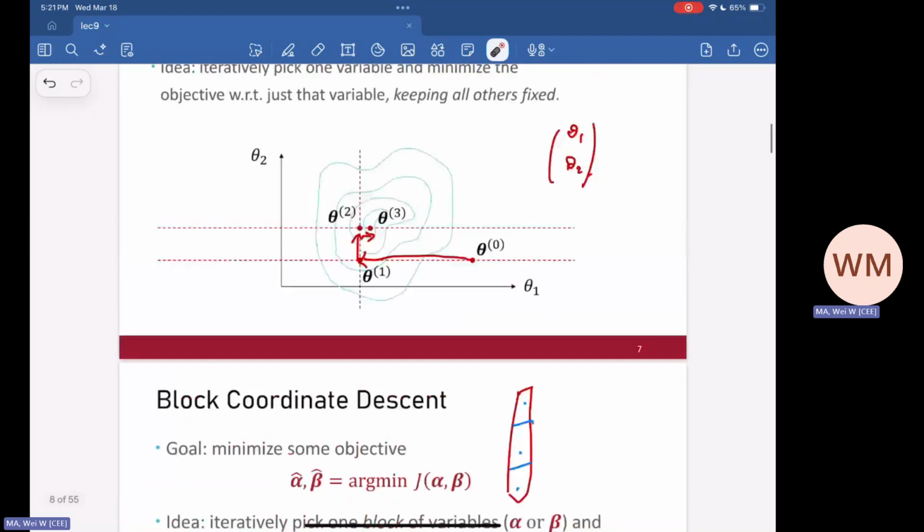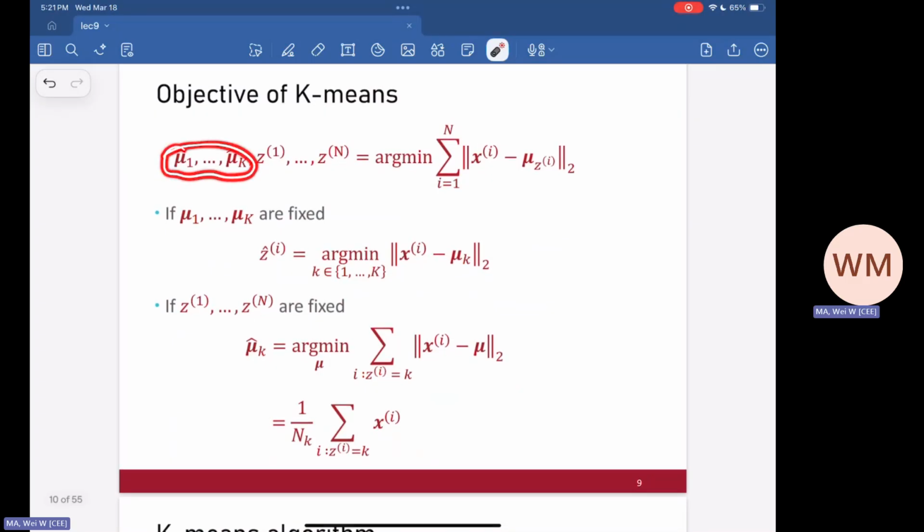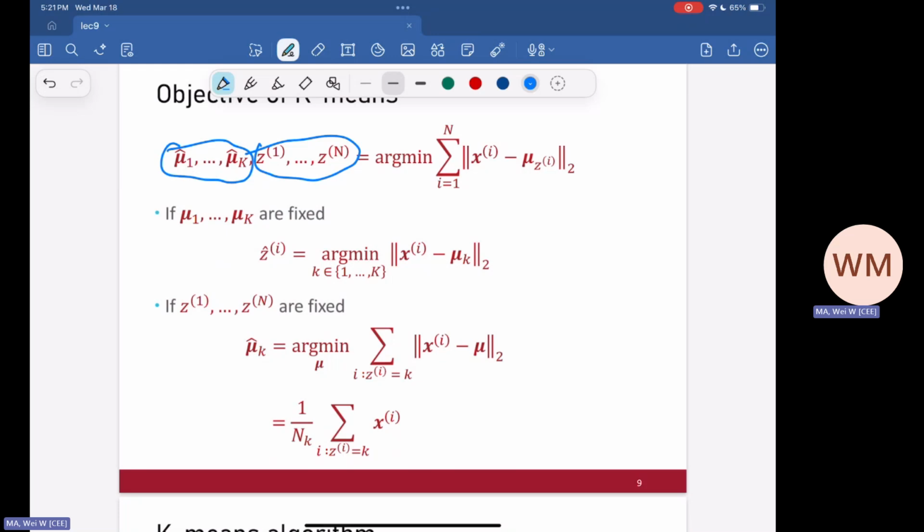Okay, so why are we talking about this? Because you can see that for k-means, you very clearly have two parts of the variable. One part is mu, another part is z. So what you can do is, if mu is fixed, meaning the center of the data is fixed, then basically you just try to find which center the data is close to. Given xi, which center is the data nearest to?